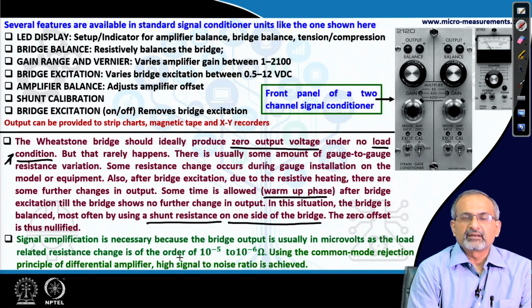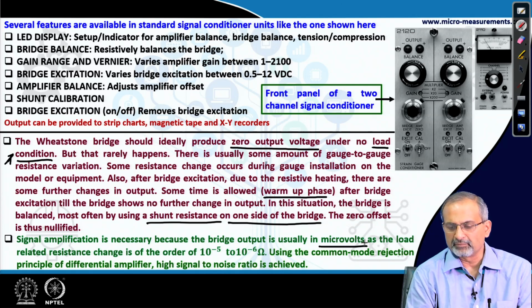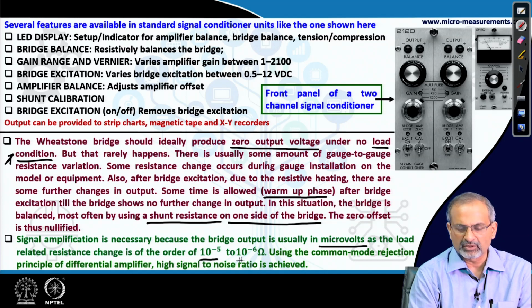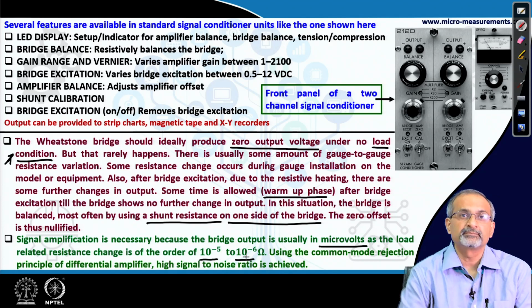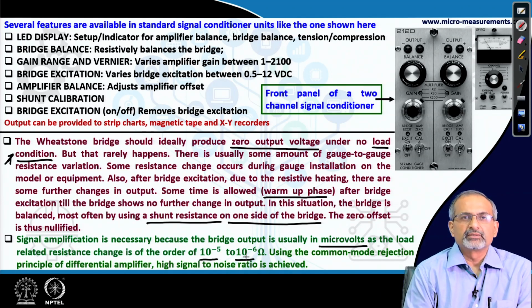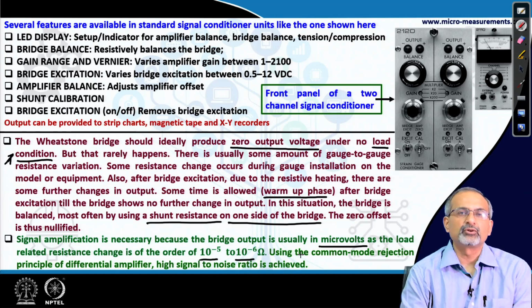Signal amplification is another very important aspect. Usually the bridge output is in terms of microvolts, because the load related resistance change is very small. It is of the order of 10 raised to the power of -5 to 10 raised to the power -6 ohms sometimes, or most often. Using the common mode rejection principle of differential amplifier, the high signal to noise ratio is achieved. So, you need to maintain a very low noise level. So, there should be appropriate ways by which the noise can be suppressed and minimized.